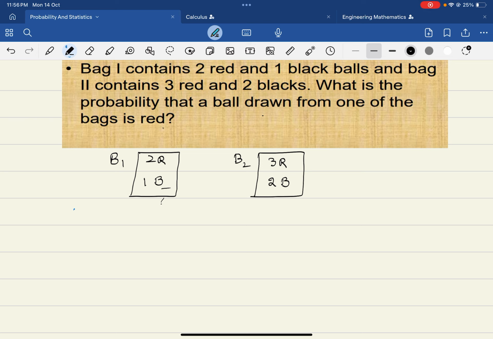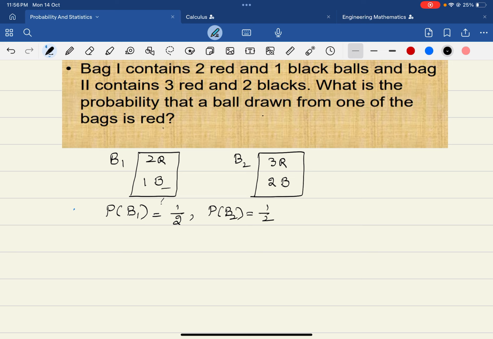So now what is that? First of all, what is the probability of bag 1? Now he has not clearly told you the probabilities of the bags. So what is the probability of bag 1? Randomly it is selected, we can say. Probability of B1 is half. Probability of B2 is also equal to half. That is what we can identify first.